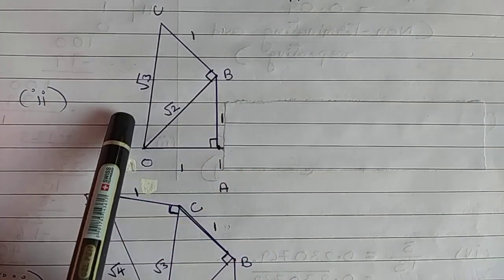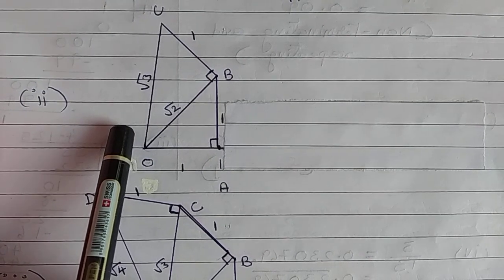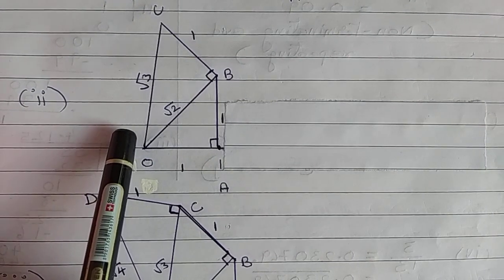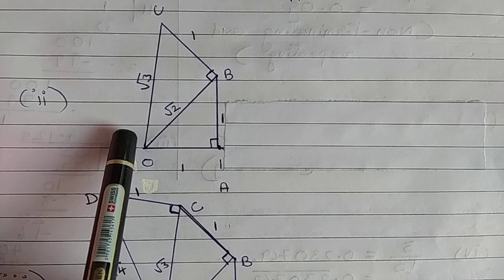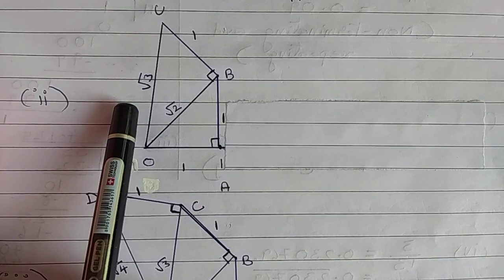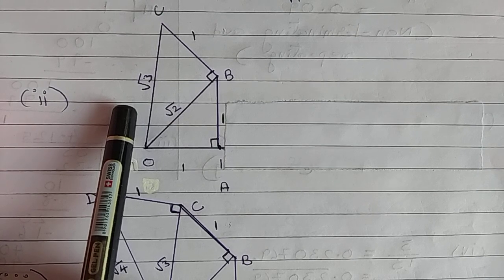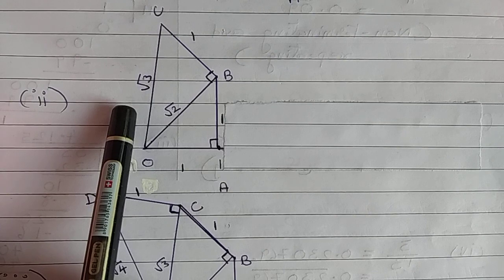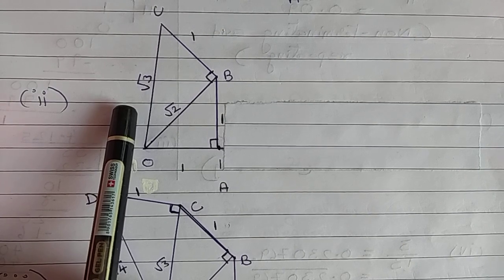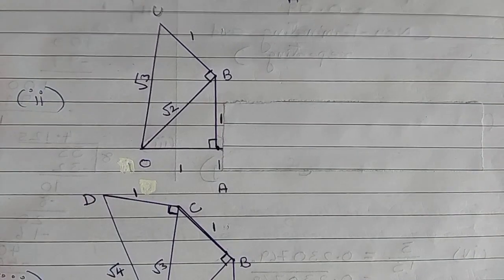OC is equal to root 3 by Pythagoras theorem. Why? In triangle OBC, OC square equals OB square plus BC square. So OC square equals 3. So OC is equal to square root of 3.